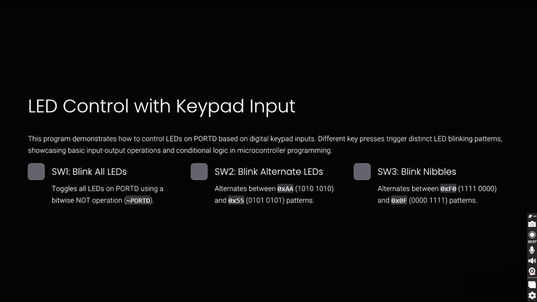This program blinks all LEDs on port D when switch 1 is pressed, blinks alternate LEDs on port D when switch 2 is pressed, and blinks nibbles, first 4 and last 4, on port D when switch 3 is pressed. For alternate LEDs to blink, first the 8 LEDs are 0xAA. Next, the 8 LEDs are 0x55. For nibbles to blink, first the 8 LEDs are 0xF0. The next 8 LEDs are 0x0F.